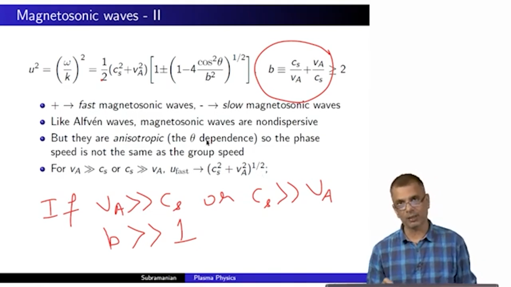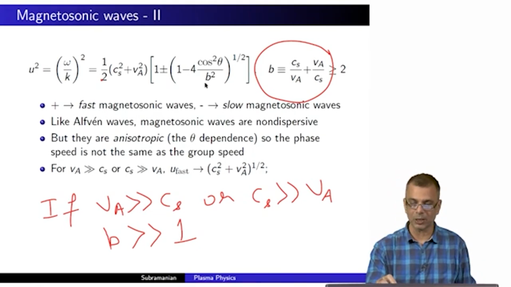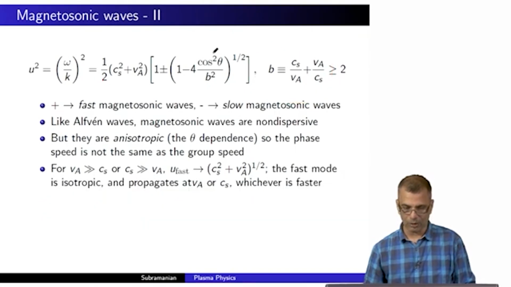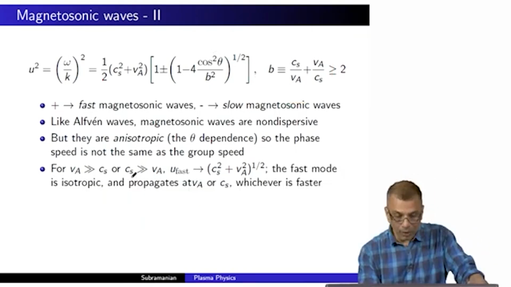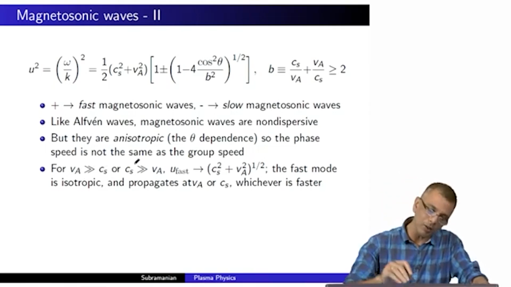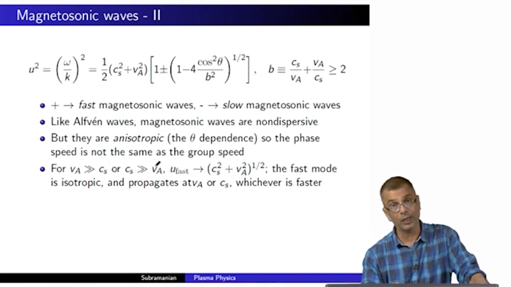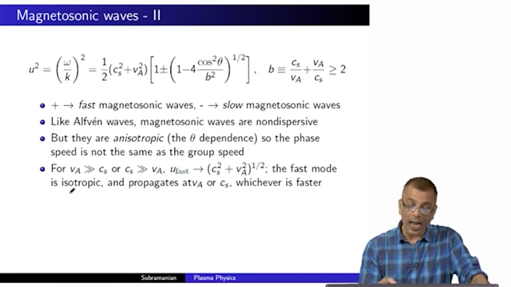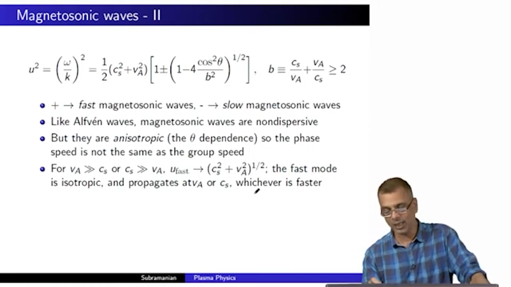and the fast magnetosonic wave is no longer anisotropic. The theta dependence goes away simply because this B is much larger than 1, and this chunk becomes negligible in comparison to 1. So, you might as well neglect this chunk. You might as well neglect this term which appears with the 4. All right. So, in other words, as we just said, only when the Alfvén speed greatly exceeds the sound speed, or vice versa, the sound speed greatly exceeds the Alfvén speed, the U fast is given by this, and the fast mode is isotropic, and it propagates at VA or CS, whichever is faster.